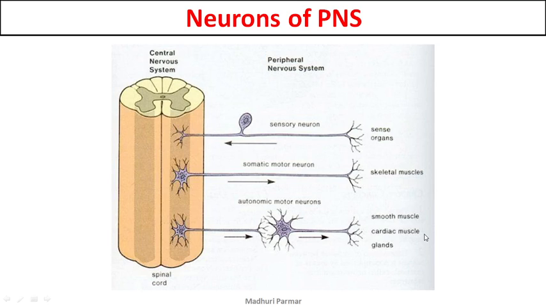Clear? So these are the three different types of neurons that you see in PNS. Two major types you have to remember are sensory neurons, which sense something, and the second type is motor neuron, which send the signals to the organs.